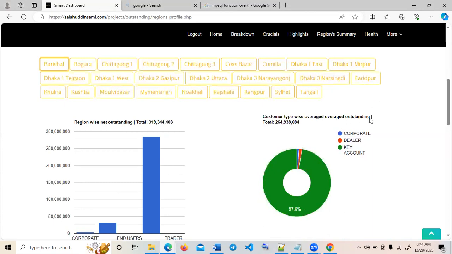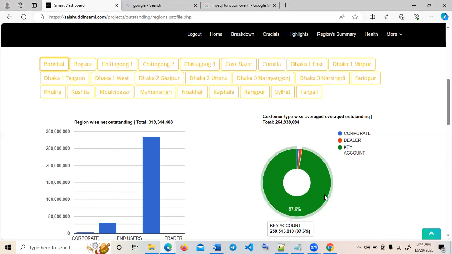This dashboard helps the directors focus more on this type of customer, the key account. It is management's call whether they should continue doing business with them, because around 97% of the overaged outstanding is captured by only one type of customer, that is key account customers.